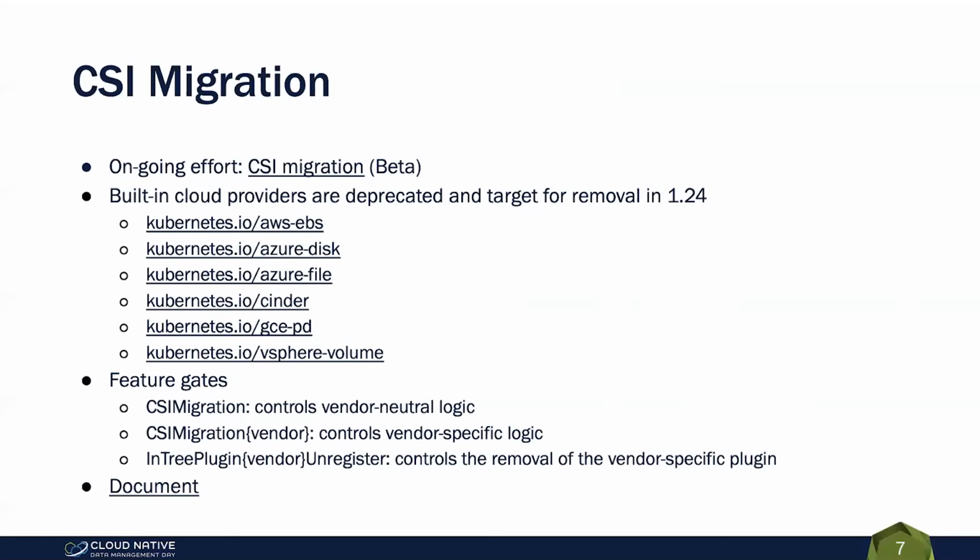The first one is called CSI Migration that controls the vendor neutral logic. The second feature gate is the CSI Migration vendor that controls vendor specific logic. The third feature gate is in-tree plugin vendor unregister that controls the removal of the vendor specific logic. If you're using a distro, check with the distro to see if CSI migration is already handled by the distro. If you're managing your own Kubernetes cluster, take a look at the document linked here to see how to enable CSI migration.